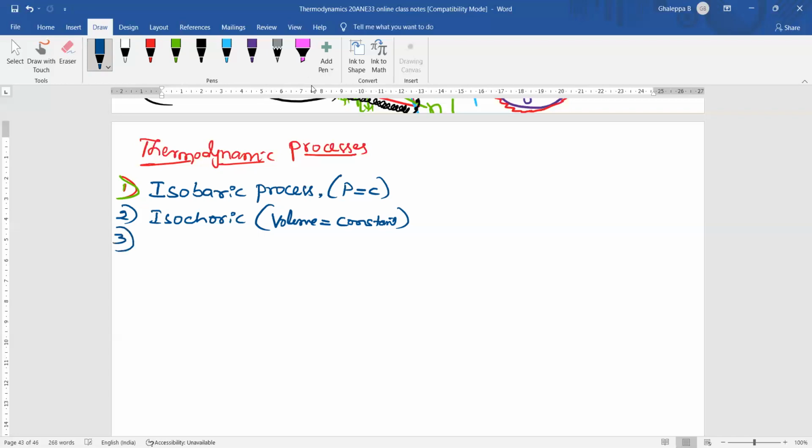What is the third? Isothermal. Which property remains constant during the process? Temperature. Temperature is equal to constant. Just remember the hint, okay? Bar is a unit of pressure, so pressure is constant. Choric is related to volume, volume is constant. T for temperature, temperature is equal to constant.